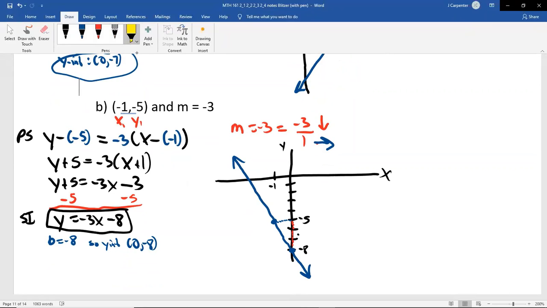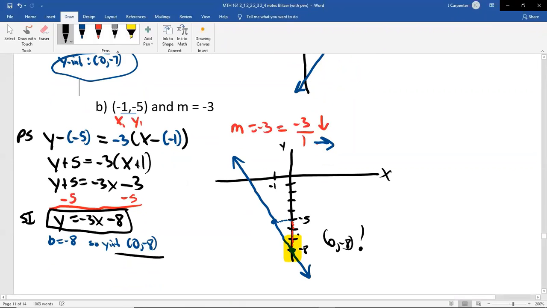I love this example that I made, because check out this point right here. That point is (0, -8). It actually confirms the y-intercept. We happen to pick it up just by using the slope from plotting the first point and then going right 1, down 3. We coincidentally ended up picking up the y-intercept. It doesn't always happen, but it's cool when it does. At least it makes us feel confident, I guess.